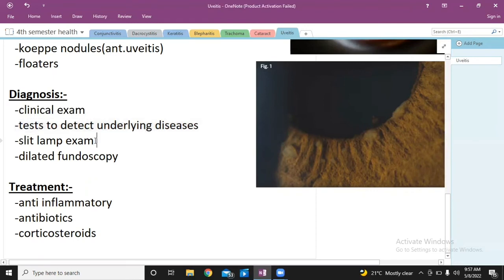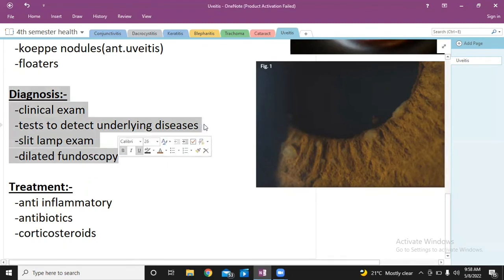And then you have to check the eyes with slit lamp examination. Slit lamp examination is very important. Then you can also do dilated fundoscopy, because anterior uveitis can be visible, but no one knows if the patient has posterior uveitis also in case of panuveitis. So to rule out posterior uveitis along with anterior uveitis, you have to run dilated fundoscopy. Okay, so this is how diagnosis is made. Diagnosis is typically very easy, but you have to detect the underlying diseases by doing tests accordingly.